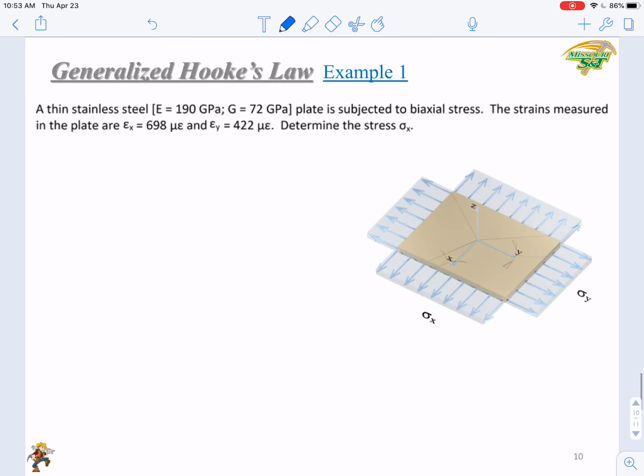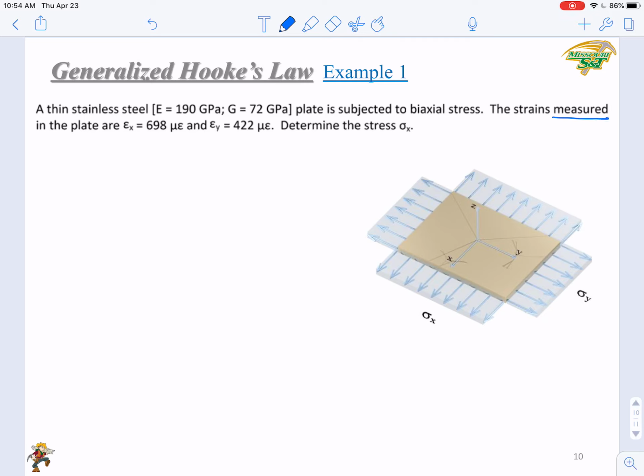Now let's look at a simple example. In this first example, we will deal with a thin plate. A thin steel plate is subjected to biaxial stress. This is actually the same as the previous example in earlier chapters, when I gave you the loading along x, y direction and asked you to calculate the deformations along x, y direction. The strain measured in the plate had been given along x and y direction.